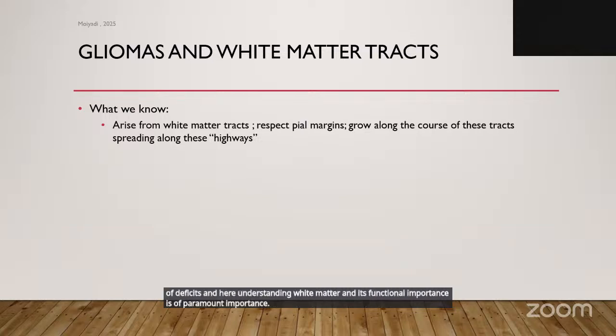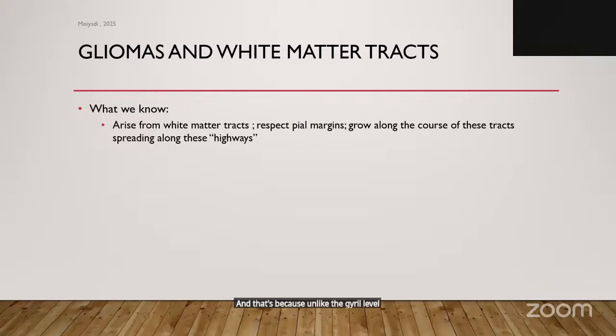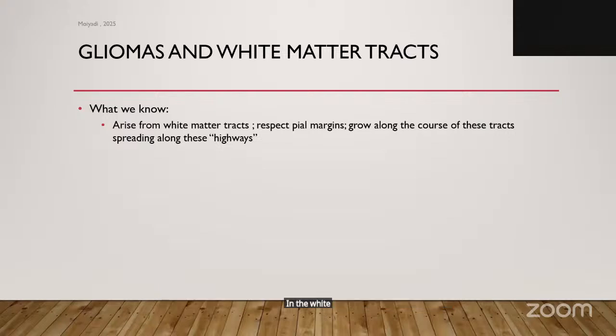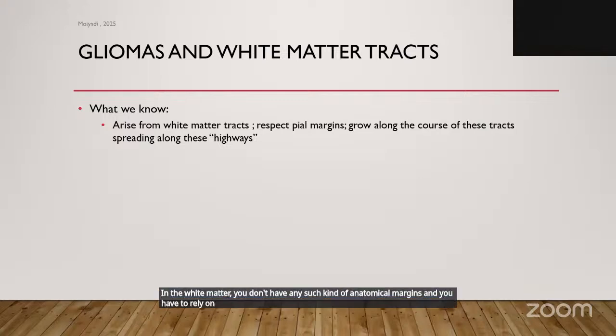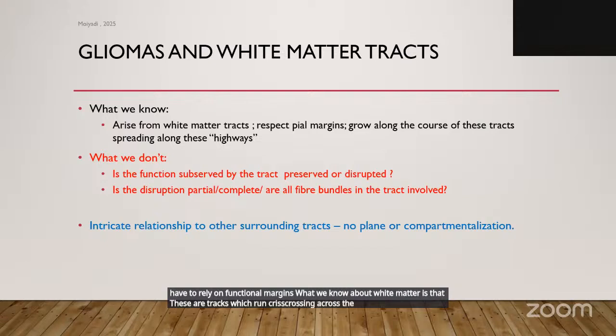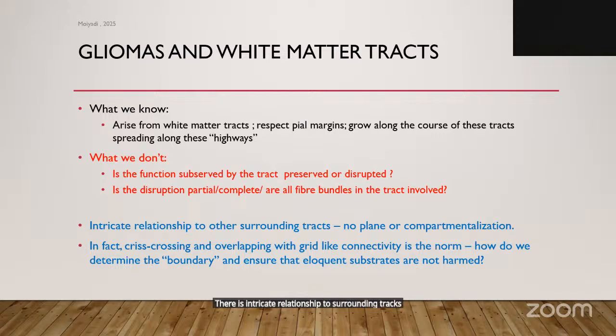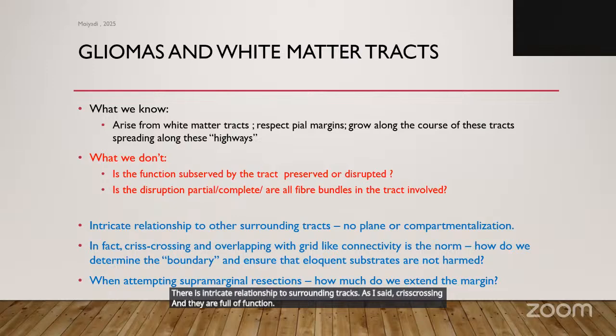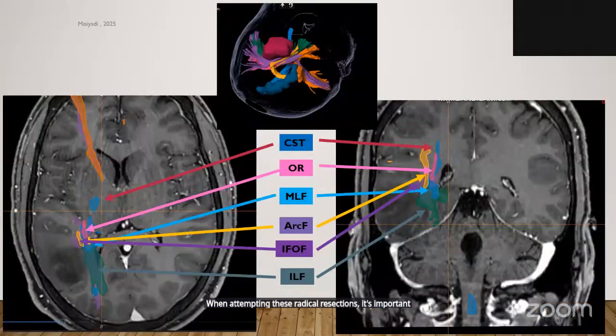And that's because unlike the gyral level where you have pial boundaries which can guide you to the limits of resection, in the white matter you don't have any such anatomical margins, and you have to rely on functional margins. What we know about white matter is that these are tracts which run crisscrossing across the brain, and they're like highways. They are multi-lane highways, and there is two-way traffic. There is an intricate relationship to surrounding tracts, as I said, crisscrossing, and they are full of function. When attempting these radical resections, it's important how we deal with these functional connections.